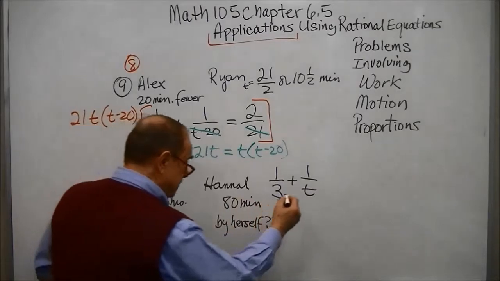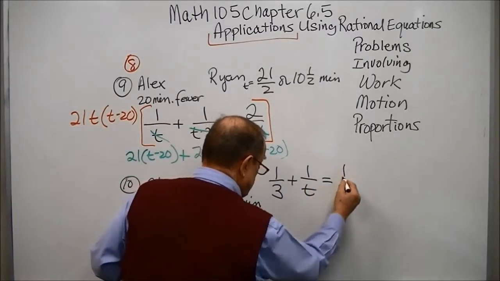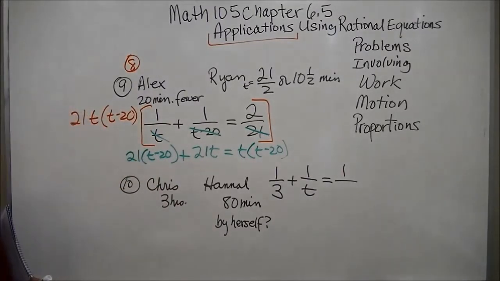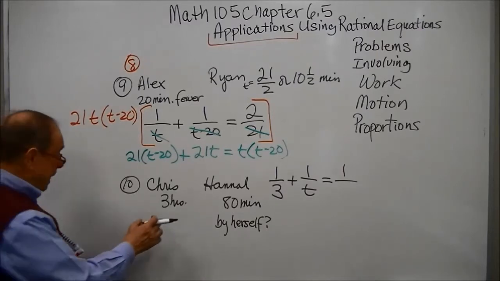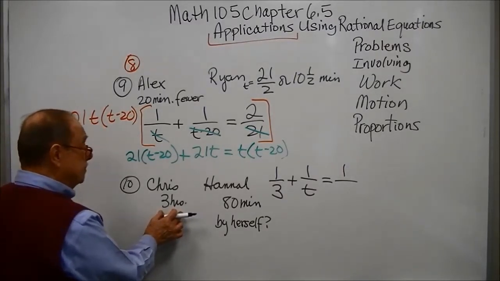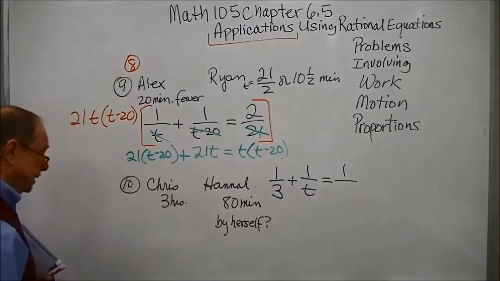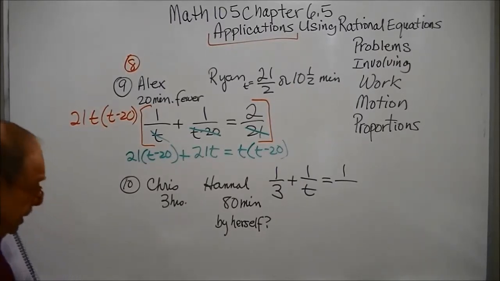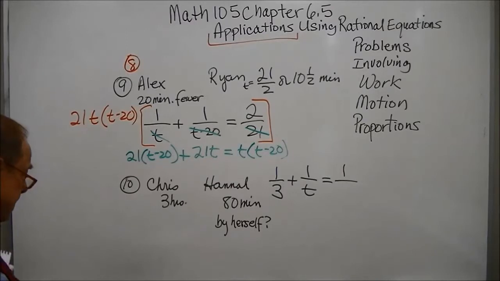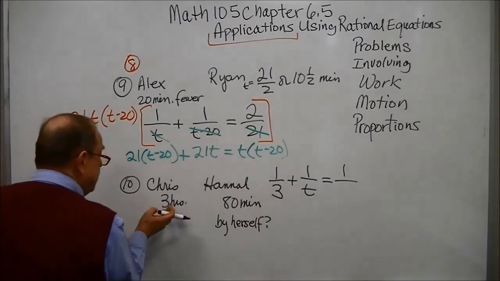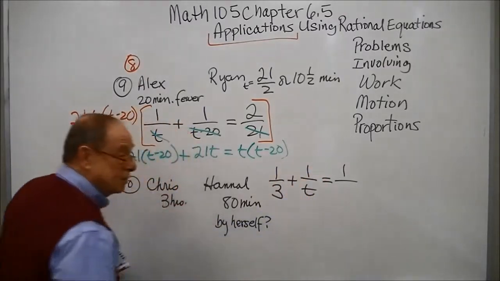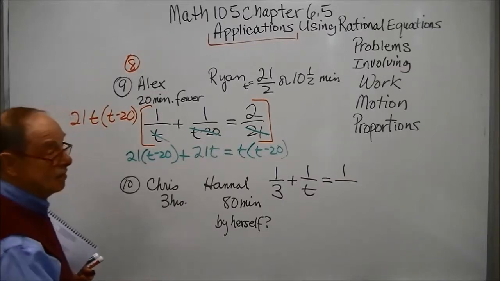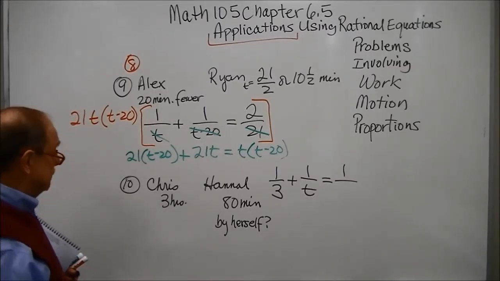And then they get the job done together in 1 over, now you might say 80 minutes. But that's not good, because here this is hours and this is minutes. So you can't have different amounts of time. You can't have one thing in hours and another thing in minutes in the same problem, because it's sort of like fractions that don't have the same denominator. It's apples and oranges, minutes and hours, different.